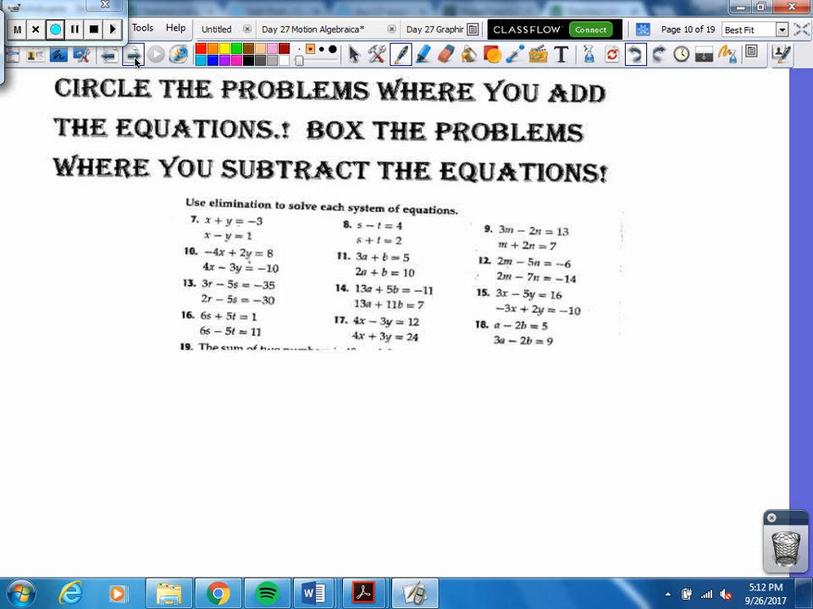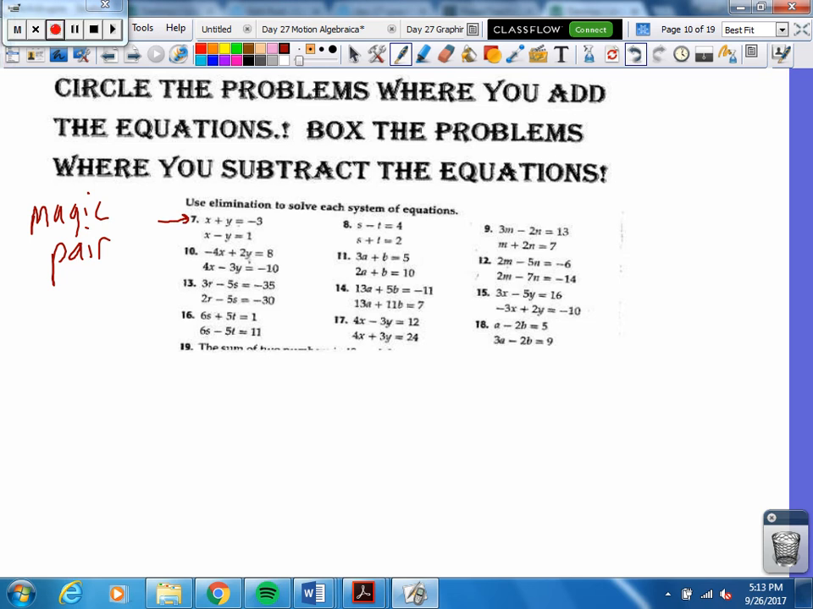So, the way to do it is to get the magic pair. I'm going to show you a magic pair right now. So you see these right here? This system of equations, how do you know it's a system? Because it has two equations.